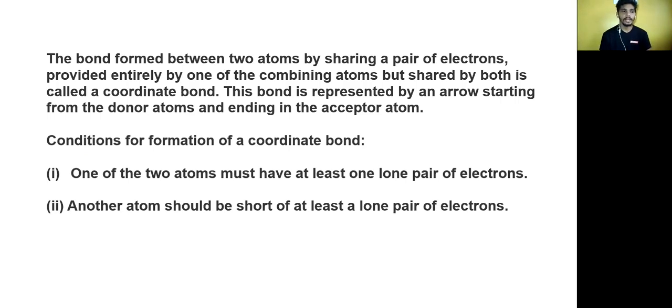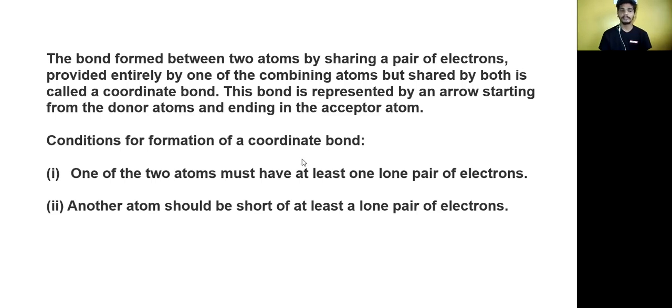Conditions for the formation of a coordinate covalent bond. What is the first? One of the 2 atoms must have a lone pair of electrons. Here the lone pair comes in. We have seen in the case of oxygen 2 lone pairs of electrons, and in the case of nitrogen 1 lone pair. So the condition is that it must contain a lone pair of electrons. What is the second condition?